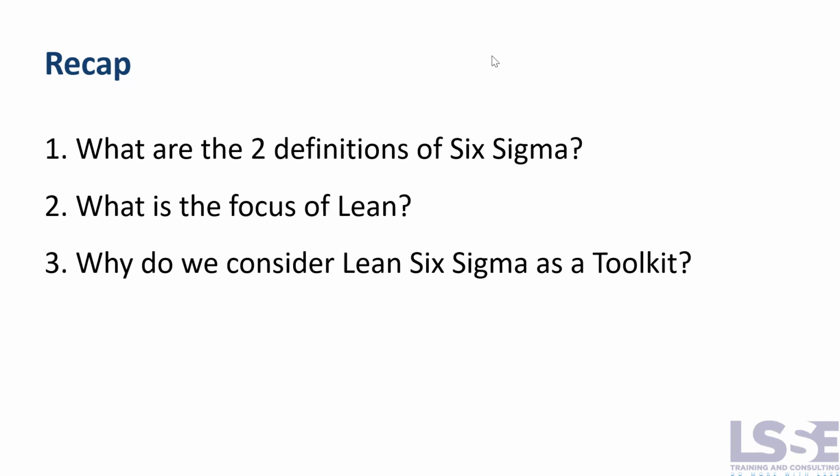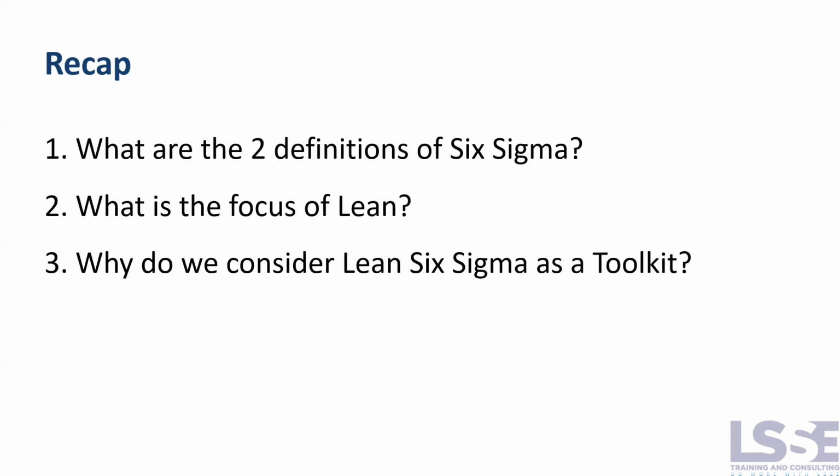Yep, thank you very much, Naki. So one definition of Six Sigma is a description of a near perfect process, which is about 99.9996%. And the other definition of Six Sigma is a methodology in problem solving, how you can improve your process. The next question is, what is the focus of Lean?